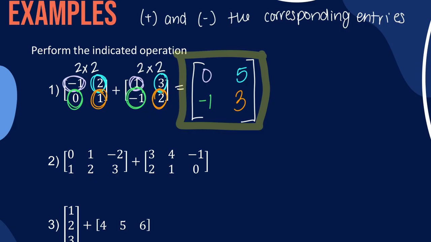Looking at the next example, what are my dimensions for my first one? How many rows do I have? I'm sorry, how many columns do I have? No, rows first and then columns, my mistake. How many rows do I have? I have 2. How many columns? 3, so this is a 2 by 3. Looking at the next one, I have the same thing, so I can go ahead and find my answer.